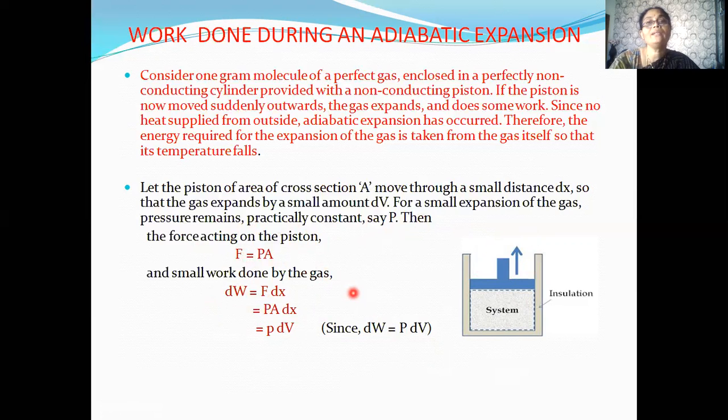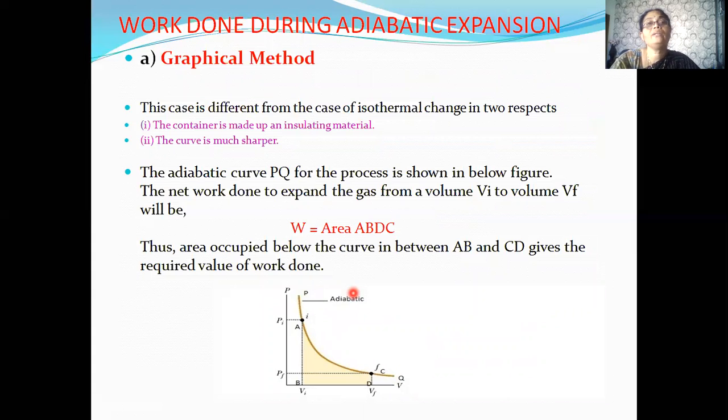Here also, we can calculate the work done during adiabatic expansion by two different methods. The first one is the graphical method, the second one is the analytical method. Now let's see the graphical method of calculating the work done during adiabatic expansion. Of course, this case is different from the case of isothermal change in two respects. The first is that the container is made up of insulating material here, and the curve is much sharper. Here also, in order to calculate the work done, let us represent the adiabatic expansion process on a PV diagram. Here, pressure is taken on the y-axis, volume is taken on the x-axis.